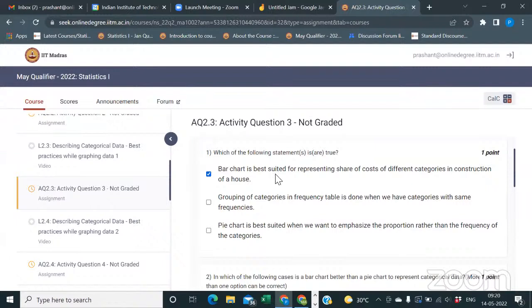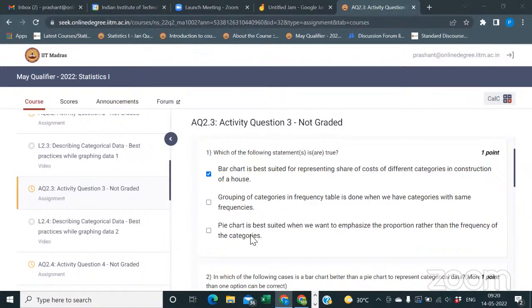Because you can group the categories, not in the condition where you have the same frequency. You can group the categories when you have too many categories. It's not necessarily like it should be the same. Yes, sir. Okay, the second is incorrect.